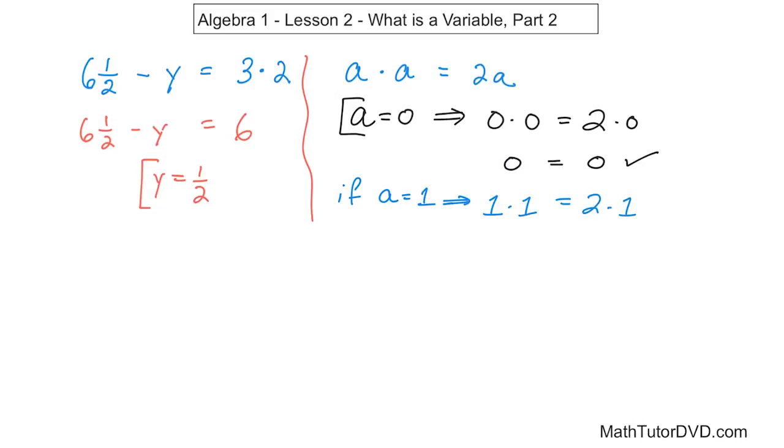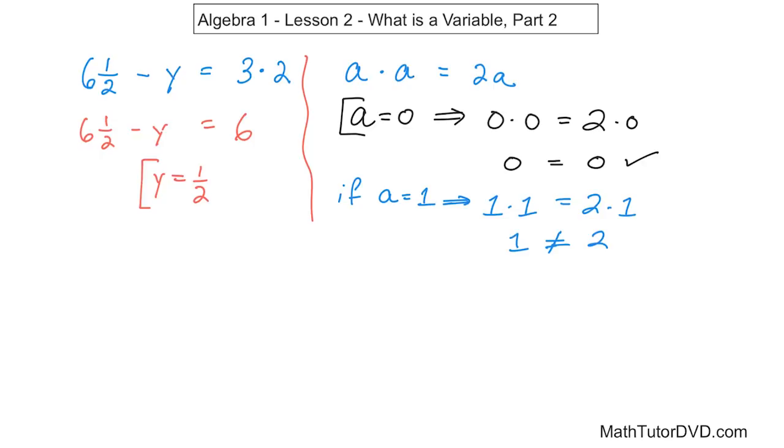So on the left, 1 times 1 is 1, and on the right, 2 times 1 is 2. So we can't leave this equal sign here. We put a slash through it like this, and what this basically means is not equals. It means 1 is not equal to 2. And that means that this value of a does not work for this equation.